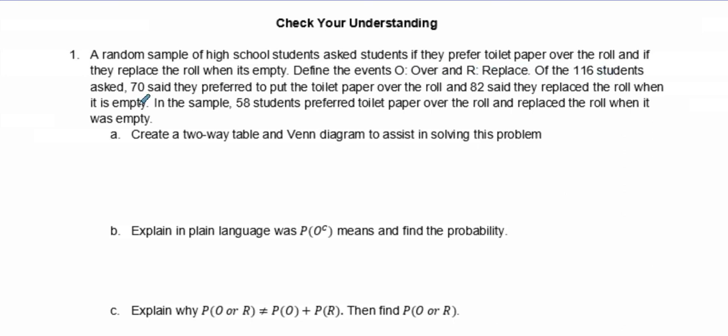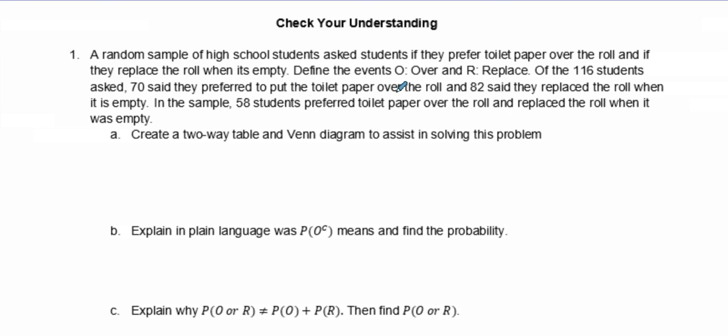Of the 116 students asked, 70 said they preferred to put the toilet paper over the roll. That is a very deep, philosophical question. I'm glad they've been asked that. And 82 said they replaced the toilet paper roll when it's empty. So they're very good, respectful people. Their parents raised them well. In the sample, 58 students preferred toilet paper over the roll and replaced it when it was empty.